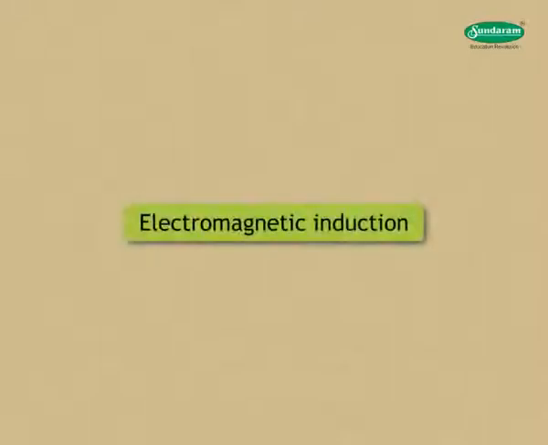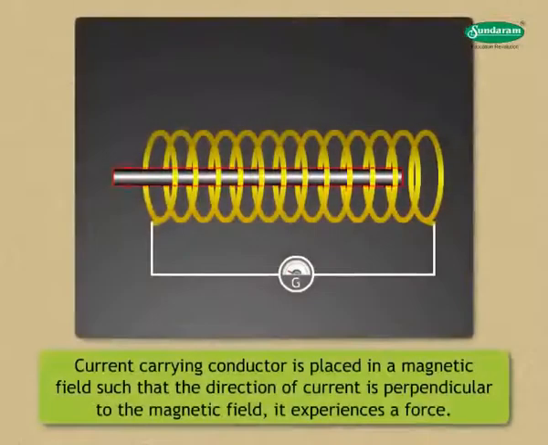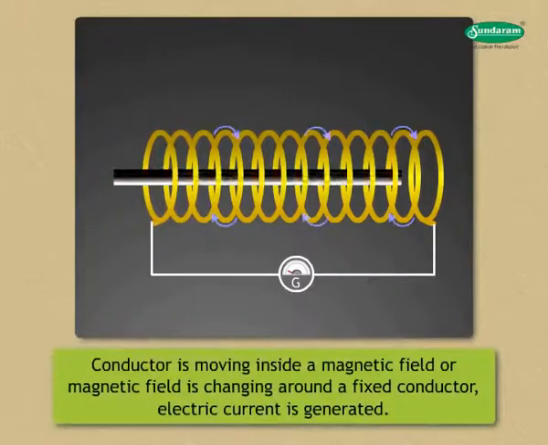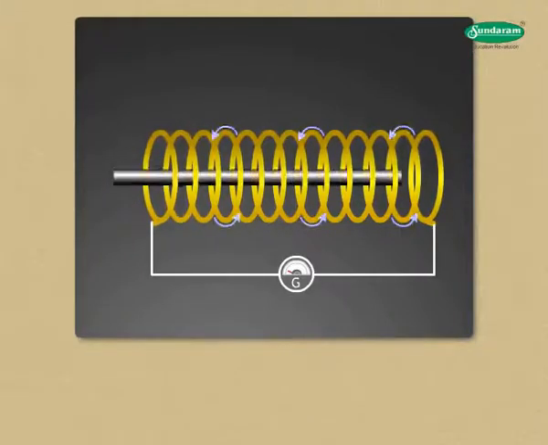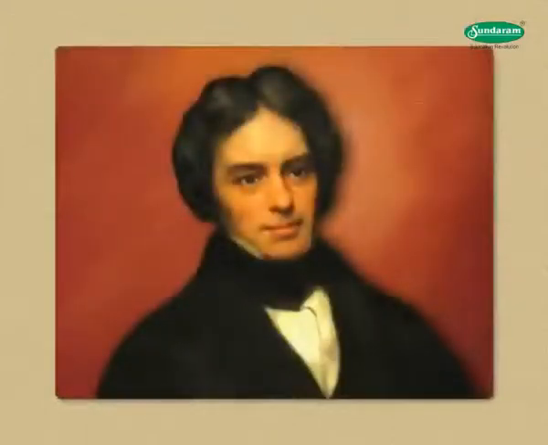Let us study what is meant by electromagnetic induction. When a current-carrying conductor is placed in a magnetic field such that the direction of current is perpendicular to the magnetic field, it experiences a force. But if a conductor is moving inside a magnetic field or magnetic field is changing around a fixed conductor, electric current is generated. This was first studied by Michael Faraday.